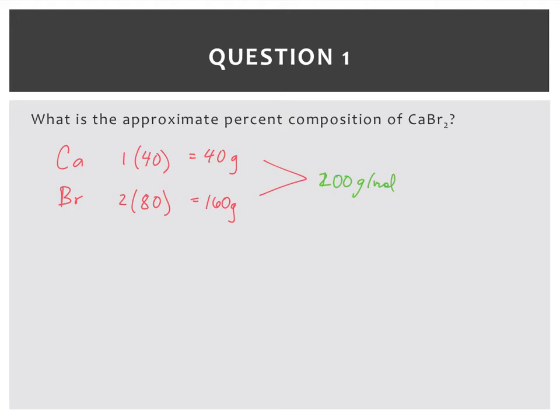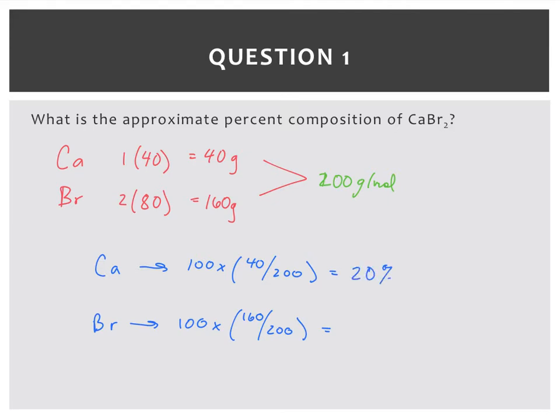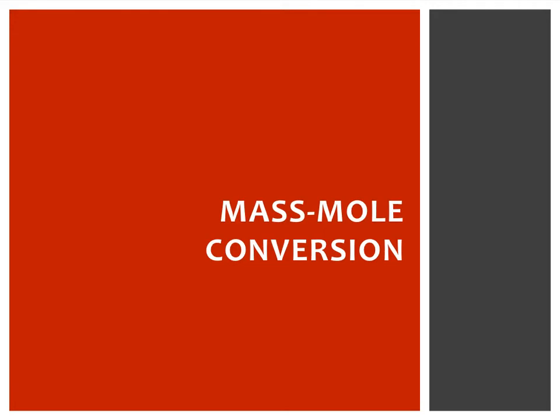Okay, now the percent compositions. For calcium, we are going to take 100 times mass of the part, which is 40, over the mass of the whole, 200. And then for bromine, 100 times 160 divided by 200 equals, all right, 40 over 200 is about 1/5, so that's 20%. Over here, we should get 80%. Okay, checks out.